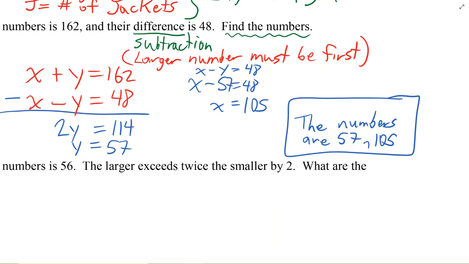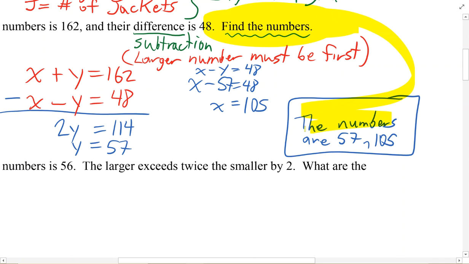And what you should do is you should reread this. Find the numbers. So now you know how to make this sentence, right? The question's telling you, find the numbers, so your sentence should say the numbers are. Okay? So the last sentence helps you out with that.